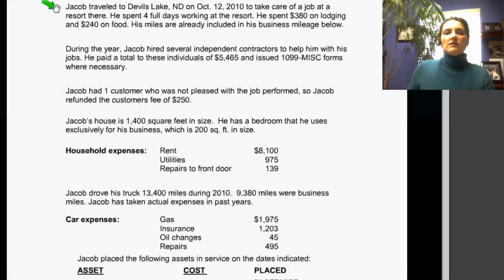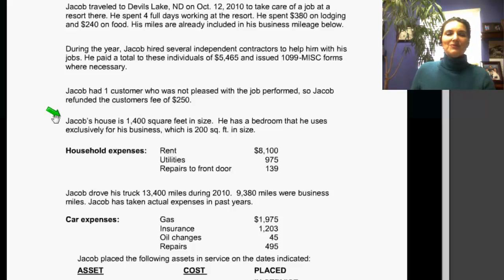He also traveled to Devil's Lake, North Dakota on October 12th to take care of a job at a resort there. He spent 4 full days working at the resort, $380 for lodging, $240 on food. His miles for that trip are already included in the business mileage figures that I have below. During the year, Jacob hired several independent contractors to help him with his jobs, and the total he paid these individuals is $5,465. He gave them a 1099 miscellaneous whenever it was required. Jacob had one customer who was not pleased with the work performed, so he had to refund that customer $250.